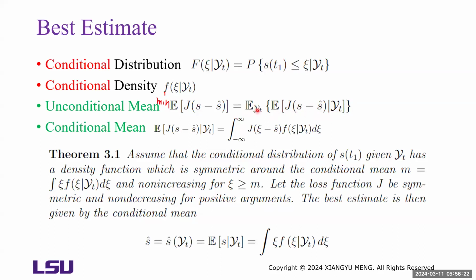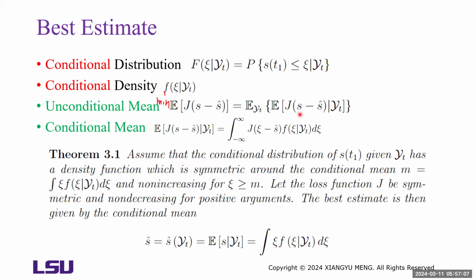Then the second expectation is with respect to Y^T. We know Y^T itself is also a stochastic process. It's several random variables from T0 to T. So this is the unconditional mean. We first take the expectation with respect to S, the conditional mean of J(s minus x hat). Then we take the expectation with respect to this realization. There could be many possible realizations. Then we take an average over all possible realizations from T0 to T.